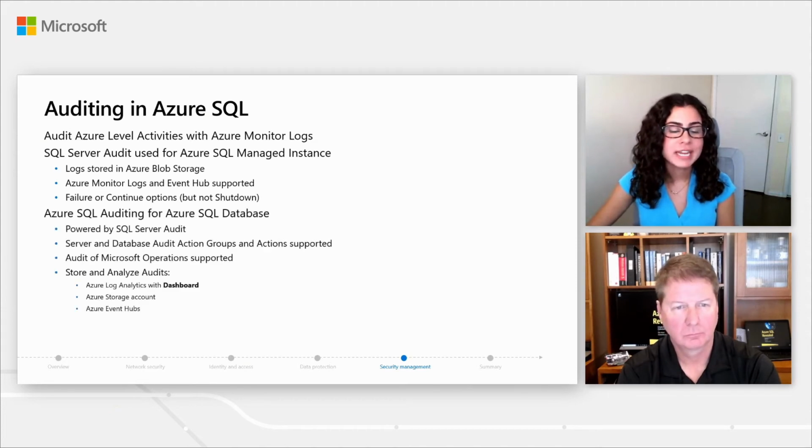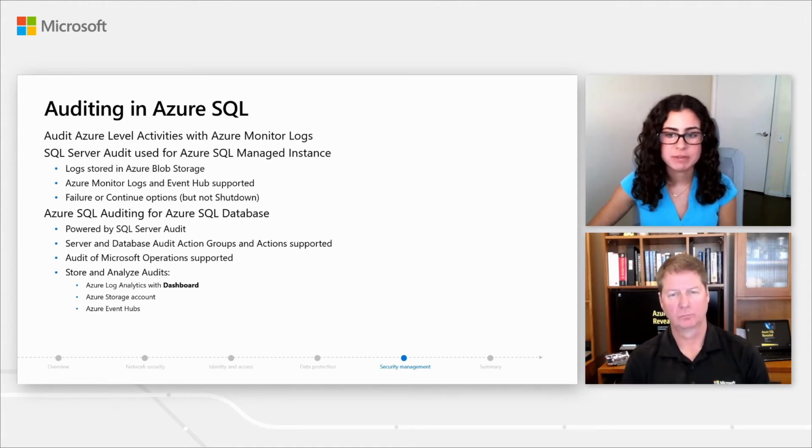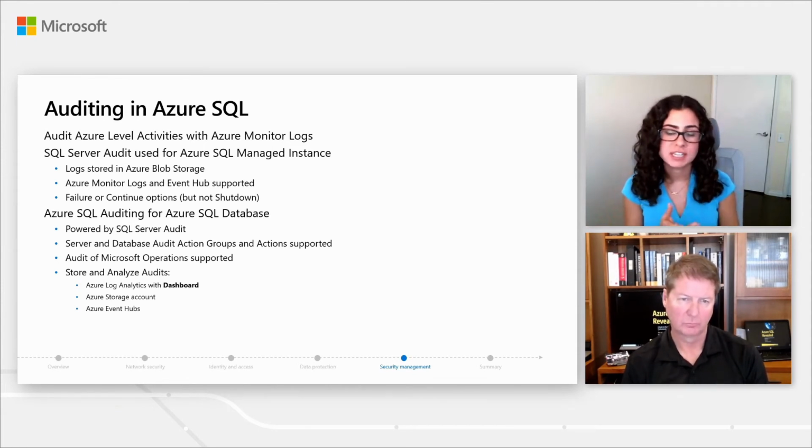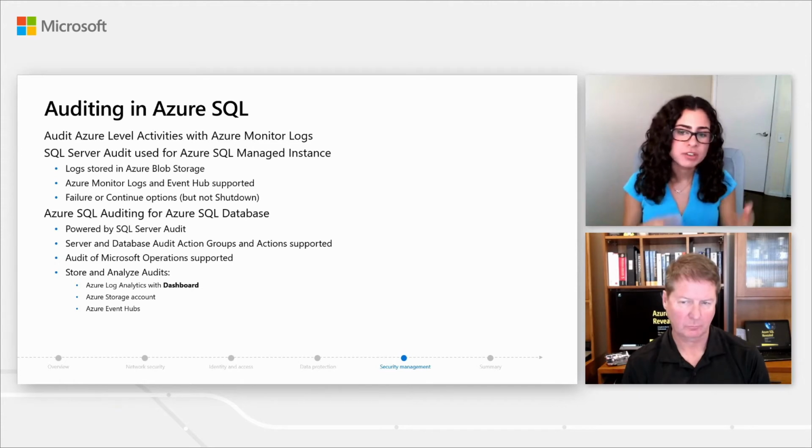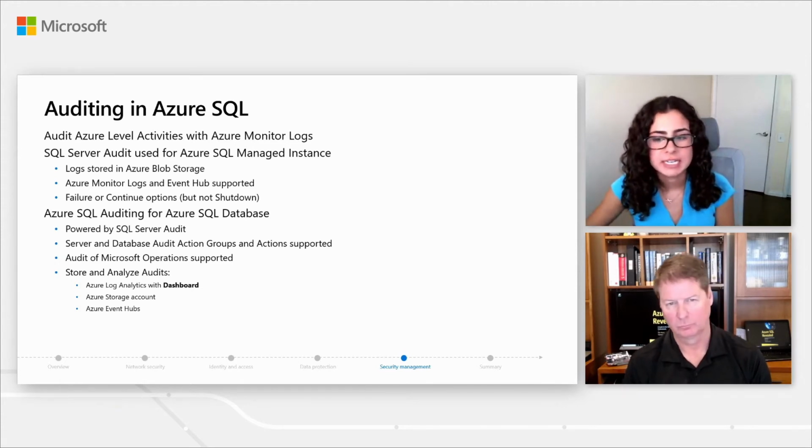Now, for Azure SQL Database, it's slightly different. We use something called Azure SQL Auditing for Azure SQL Database, which is powered by SQL Server Audit. And when you think about the default action groups, they are batch completed group, successful database authentication group, and failed database authentication group. So there's no exact audit level audit action group, but you can get some of that through the batch completed group audit.